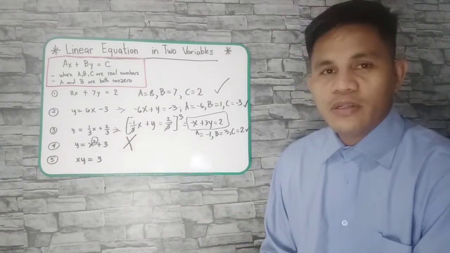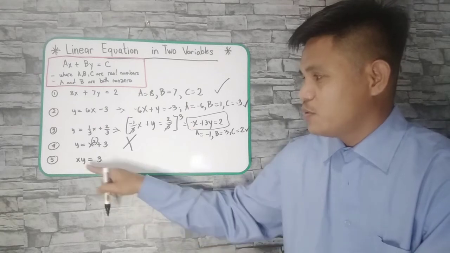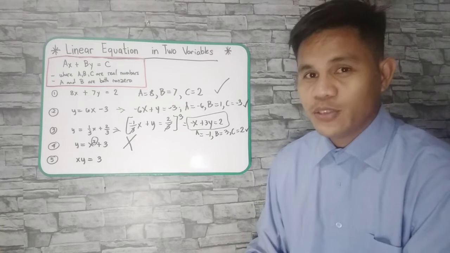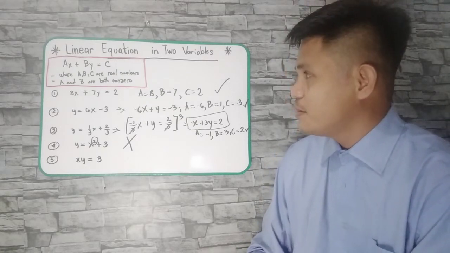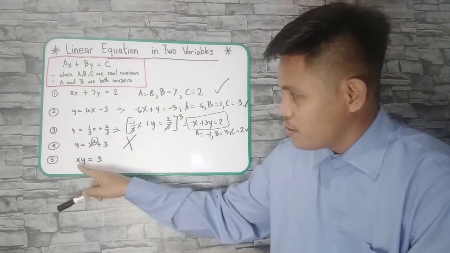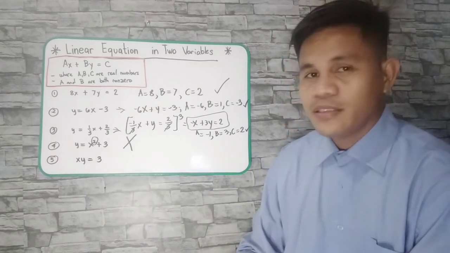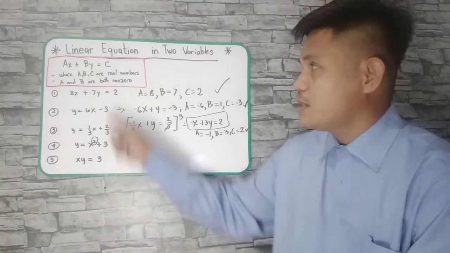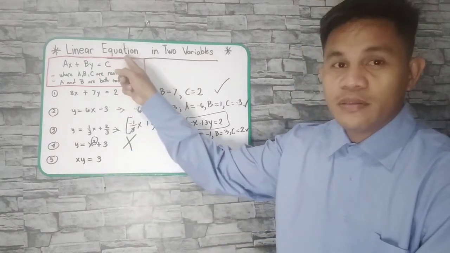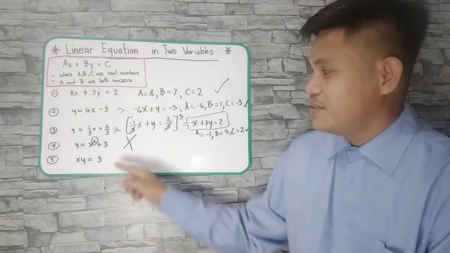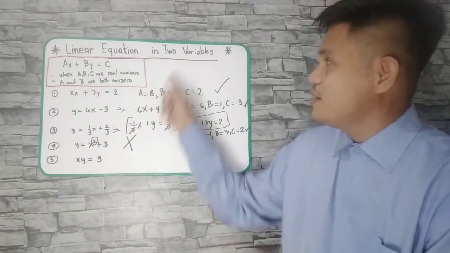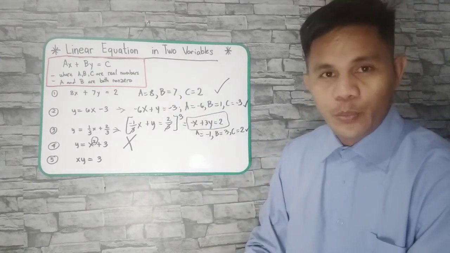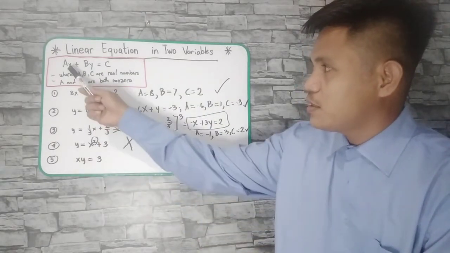So let's proceed to number 5. We have xy is equal to 3. As you can see, both variables have an exponent of 1. Meaning to say, yes, this is a linear equation, but this is not a linear equation in two variables. When we say two variables, it must be written like this.